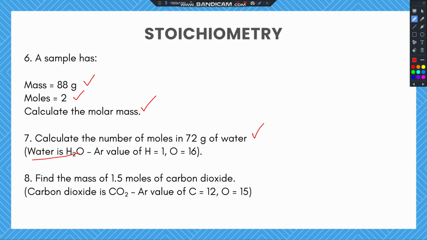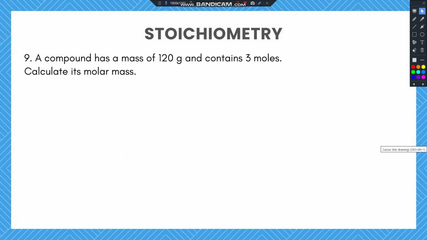Okay, the formula of water is H2O. The value of H is 1 and oxygen is 16. And then the 8th question says find the mass of 1.5 moles of carbon dioxide. Pretty plenty number of questions to keep you busy. And then lastly, we have this question that says a compound has a mass of 120 grams and contains 3 moles. Calculate its molar mass.